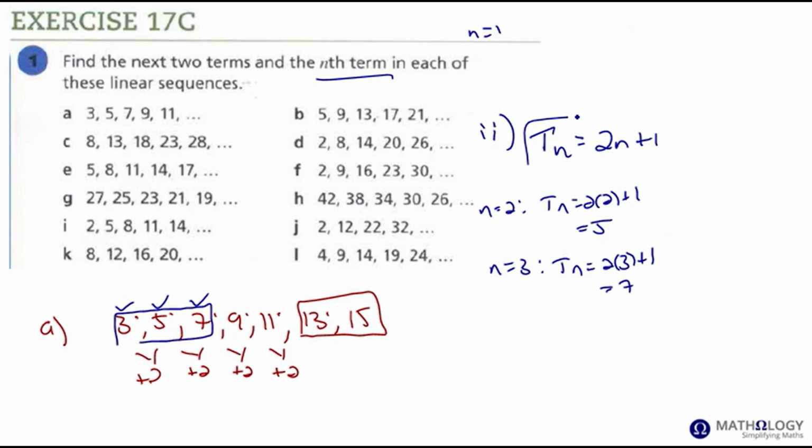That means that this is the general term of the sequence. And you can test it. Test it by putting in n equals 4, 5, 6, and 7, and make sure that you get the terms 9, 11, 13, and 15.